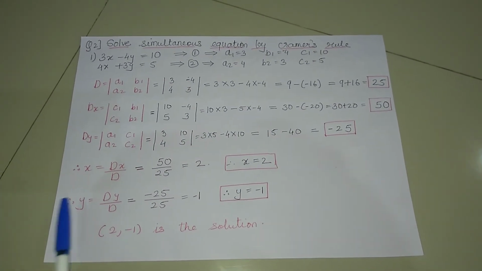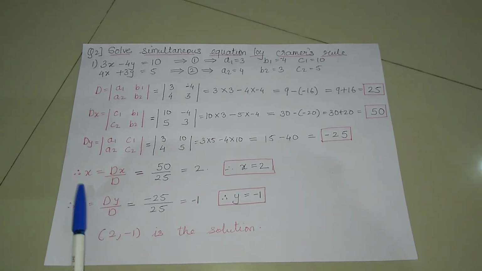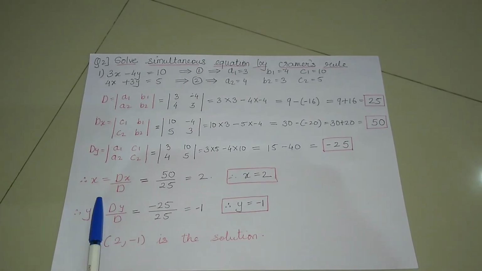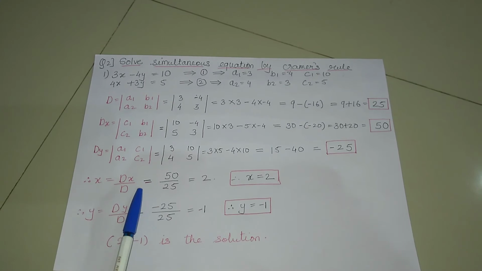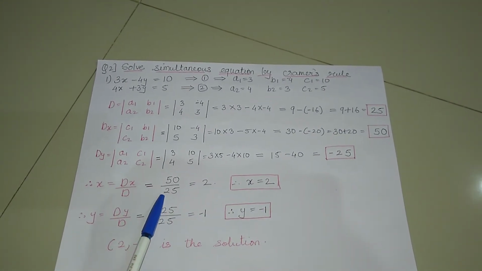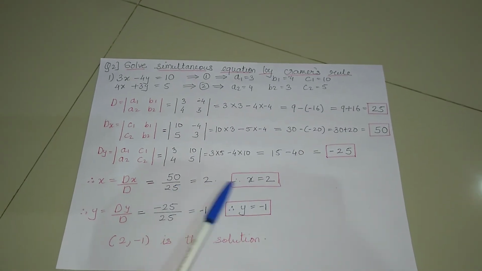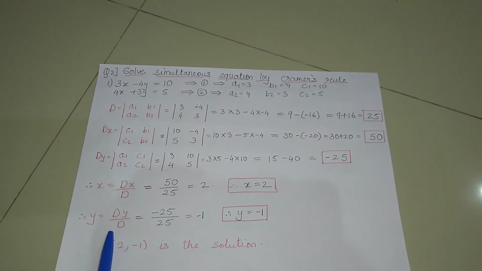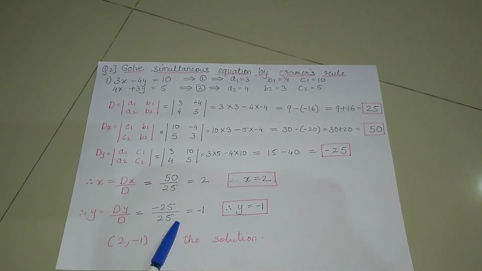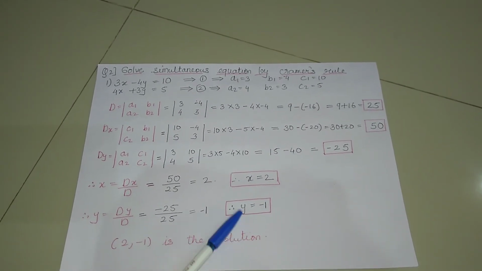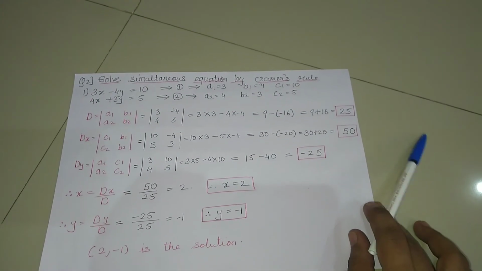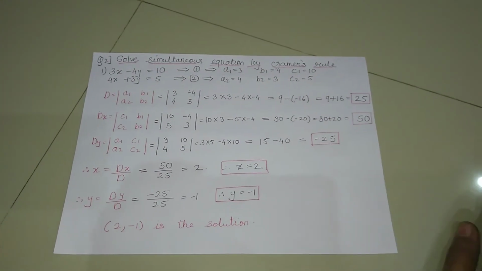Now, how to find x? The formula for x is dx upon d. Simple, you have to remember this. x is equal to dx upon d. What is dx? dx is 50. And what is d? d is 25. So the answer is 2. Then y is dy upon d. What is dy? dy is minus 25. What is d? d is 25. So the answer is y is minus 1. So 2 comma minus 1 is the solution of this simultaneous equation by Cramer's rule.